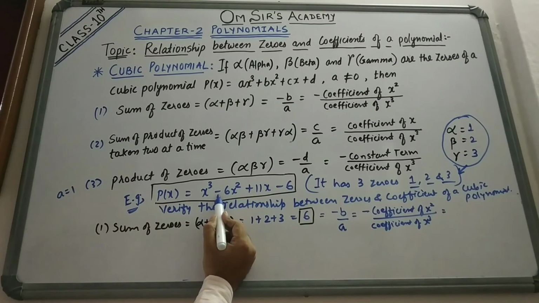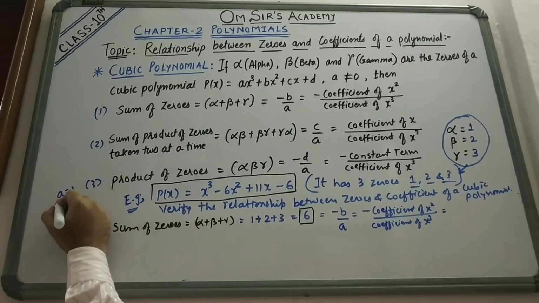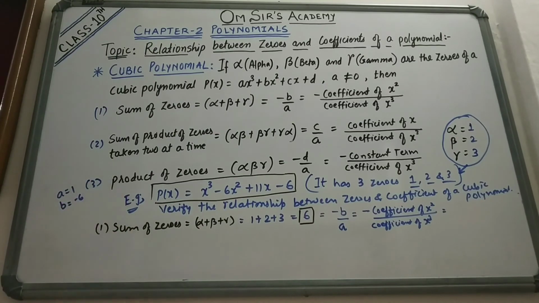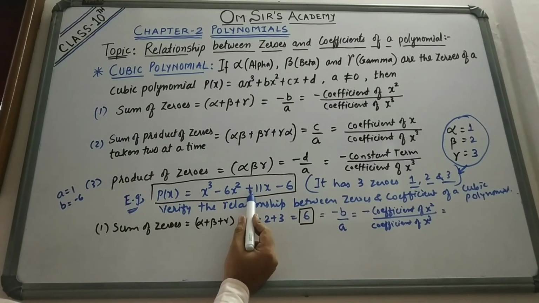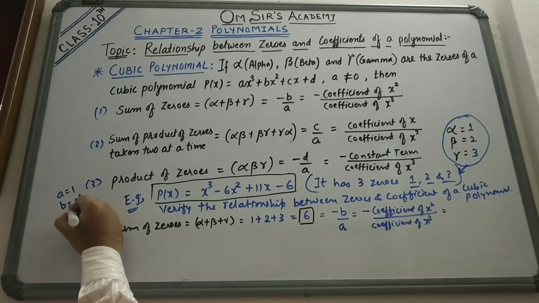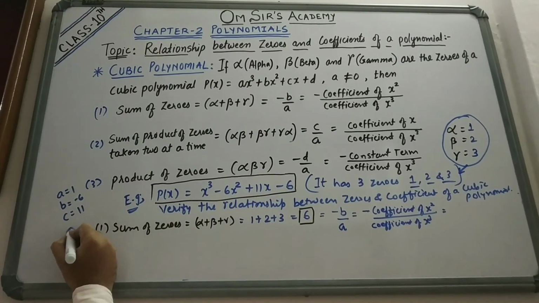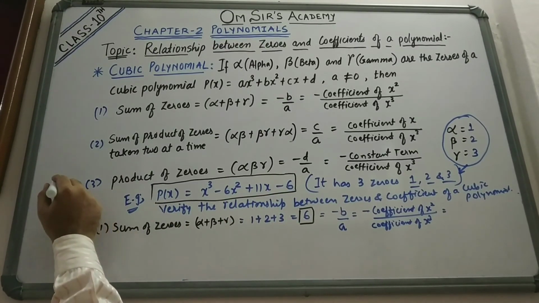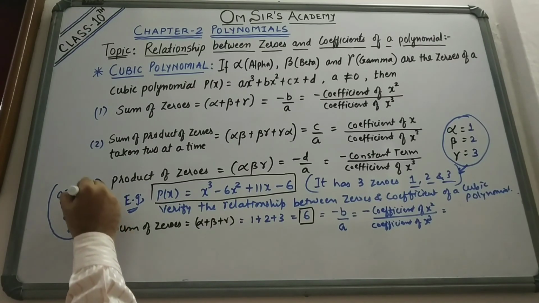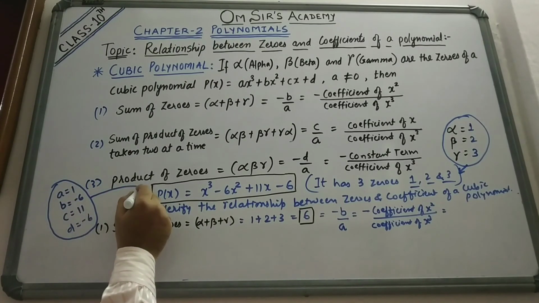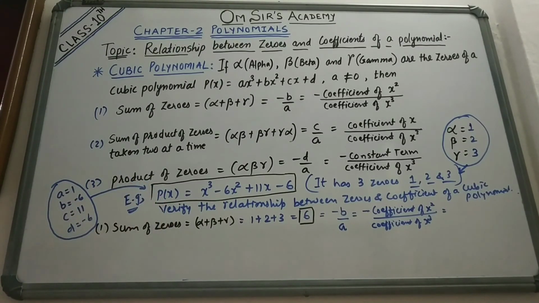b is the coefficient of x square. X square का coefficient क्या है? Minus 6. So we will write b as minus 6. Then c is the coefficient of x, so x का coefficient is plus 11, that is c is 11. And d is minus 6, that is the constant term. So these are my a, b, c and d. These I have found out from the cubic polynomial. Is it clear?